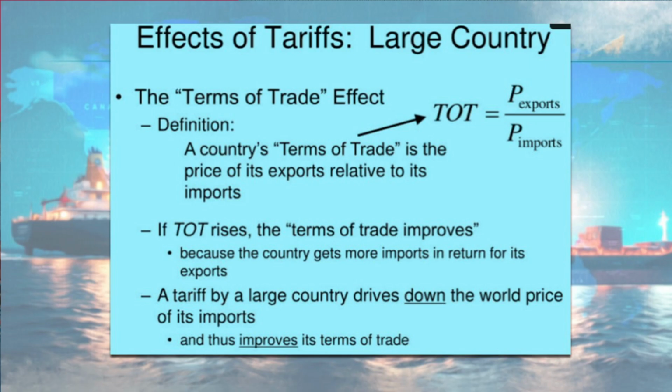If we go in depth into the terms of trade effect, after a large country imposes a tariff, what will be the TOT effect? The TOT effect can be shown by the price of export divided by the price of import. So a country's TOT is the price of its export relative to the price of its import. If TOT rises, the terms of trade improve because the country gets more import in return for its export. Again, a tariff by a large country drives down the world price of its import and thus improves the TOT of the country.